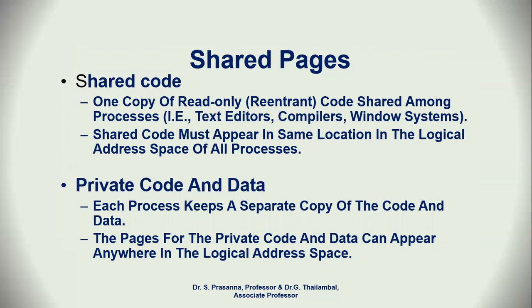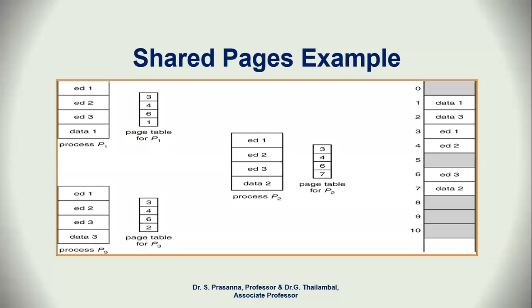So the shared code must appear in the same location in the logical address space of all processes. For private code, each process keeps a separate copy of the code and data. The pages for the private code and data can appear anywhere in the logical address space. Logical address space is the user address space. So you can see an example for shared pages.